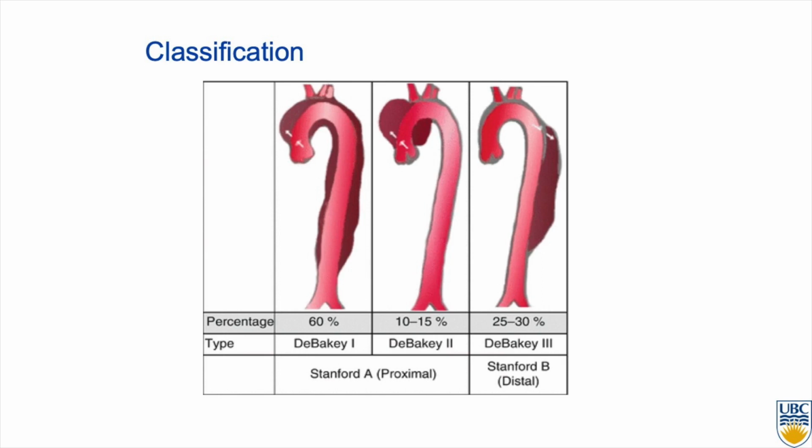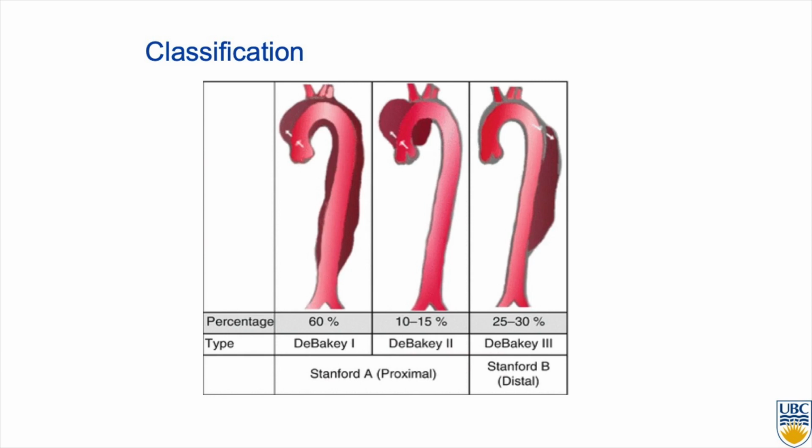Aortic dissections are further classified based upon the location of the aorta that is affected by the dissection. Two main classification systems have been used: the DeBakey classification system and the Stanford classification system. The Stanford classification system is essentially divided in Stanford A and Stanford B. Stanford A characterizes any dissection that involves the ascending aorta, and Stanford type B characterizes any dissection that involves only the descending aorta.